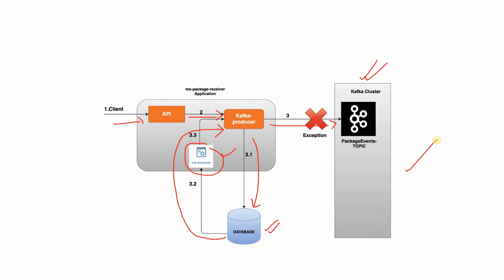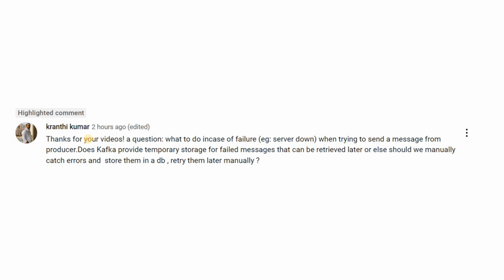I hope you understood the different approaches to handle errors in our Kafka Producer. And this is one of the questions asked by one of our friends, Kranti Kumar, who mentioned in one of my videos, thank you for your videos. The question he asked: what to do in case of failure, for example server down, when trying to send a message from a producer? Does Kafka provide temporary storage for failed messages that can be retrieved later, or should we manually catch errors and store them in a DB and retry them later manually?